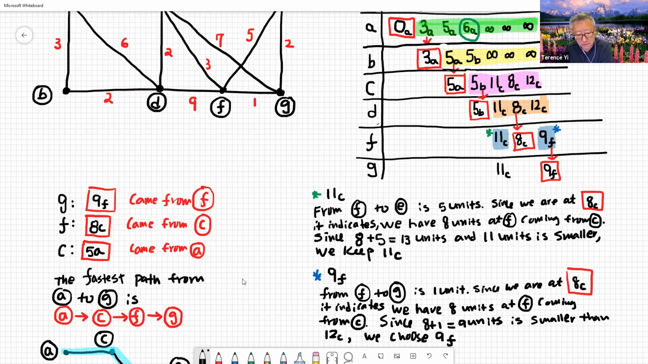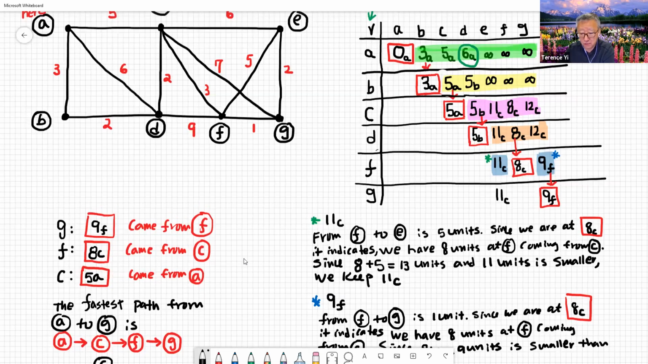So the fastest path from A to G is that, as I mentioned, the G column is telling me that I need to go to F, because the subscript is the one that's telling you where to go. So the G column tells me I need to go to F. So I go to the F. Then the F column is telling me that I need to go to the C column. So I go to the C column, and the C column tells me that I need to go to the A, and A is just the starting point.